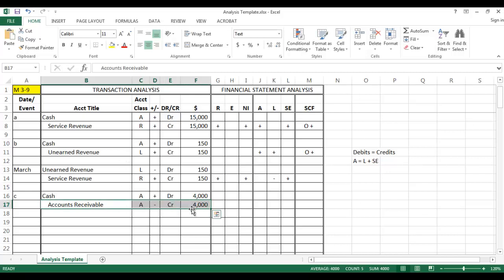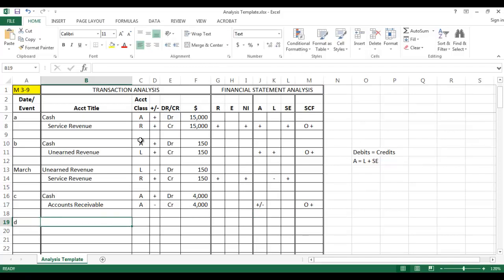So all we're doing here is moving around assets. Customer owed us $4,000 for services we'd already provided in a previous month. We're collecting on those now. When I book this transaction here, nothing happens on the income statement. On the balance sheet, my assets move up and down by the same amount, so no net effect. And then on the statement of cash flows, I'd see an operating inflow for that amount.